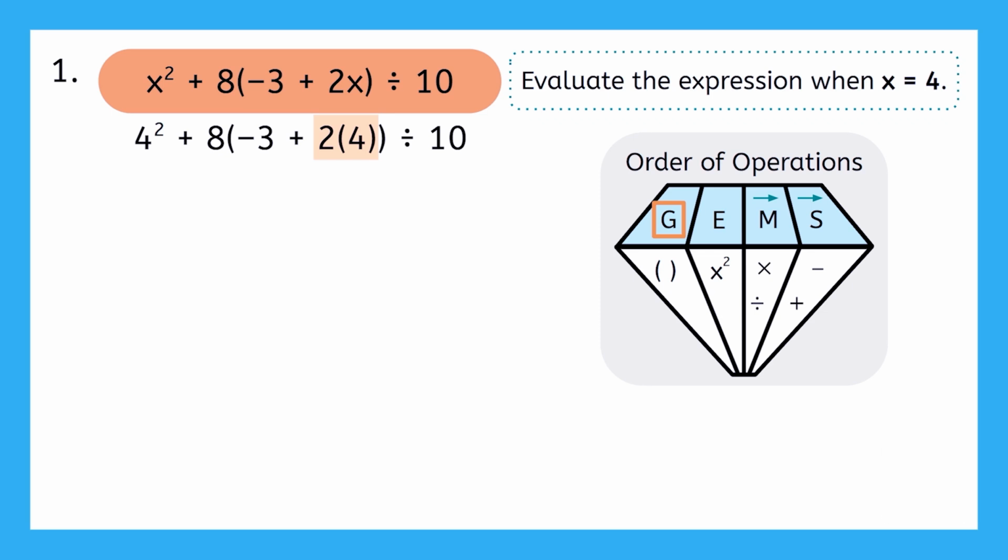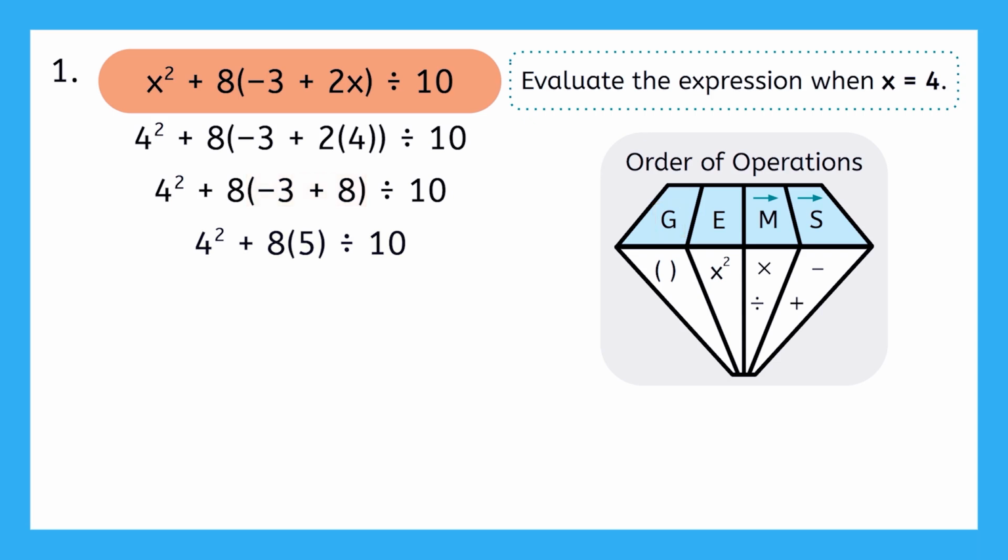All right, let's go over this to make sure we got every step down. After evaluating the multiplication inside the parentheses, we have 4 squared plus 8 times the quantity negative 3 plus 8, divided by 10. What's next? Yeah, we still have an operation inside the group, so we'll evaluate negative 3 plus 8. That brings us to 4 squared plus 8 times 5 divided by 10. What's the next step?